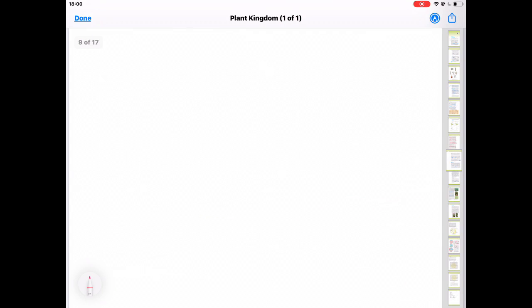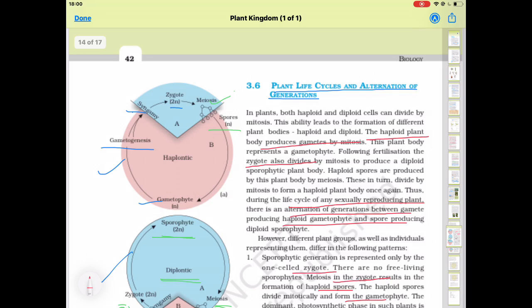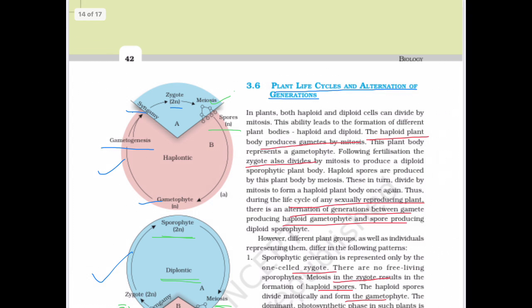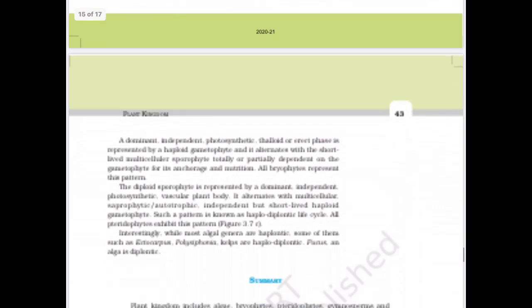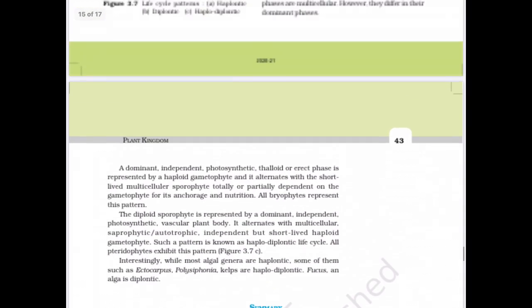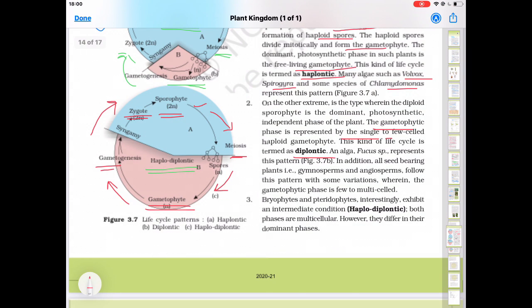An alga, Fucus, represents this pattern. So some algae like Fucus also represent this diplontic life cycle. This is an exception. In addition, all seed-bearing plants, that is gymnosperms and angiosperms, follow this pattern with some variations, wherein the gametophytic phase is few to multicelled. Means all gymnosperms and angiosperms have diplontic life cycle, where sporophytic phase is the dominant phase.